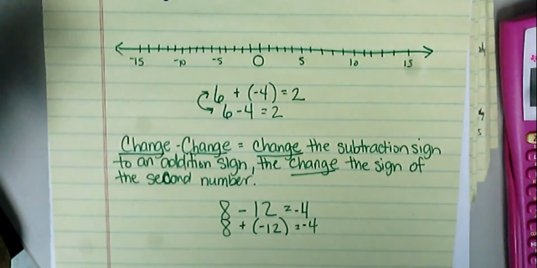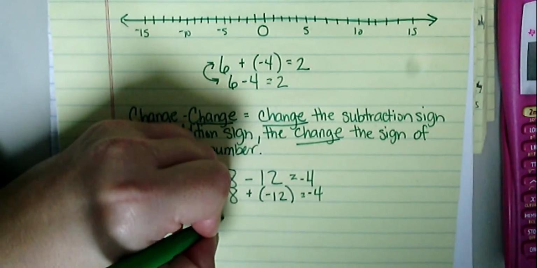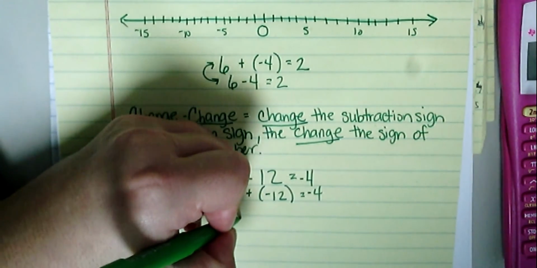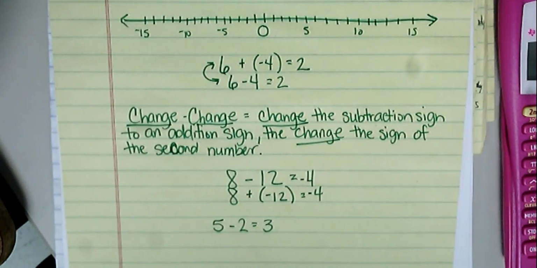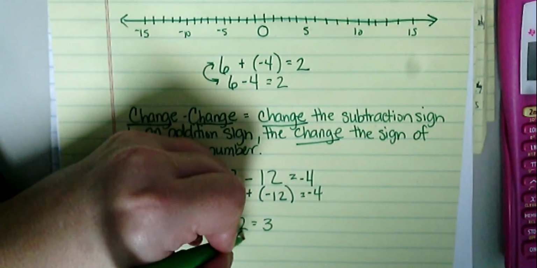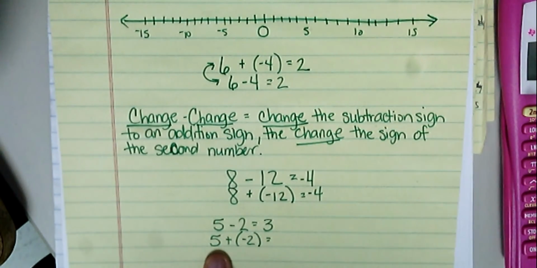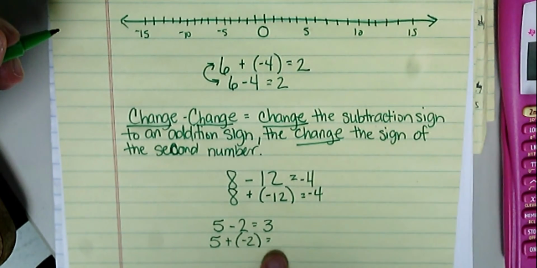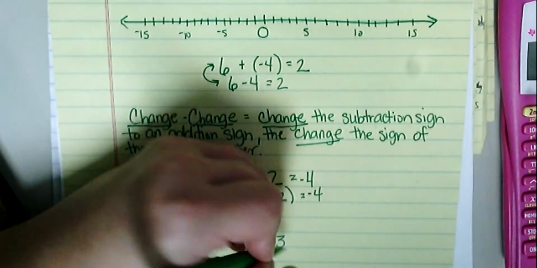Okay? So let's try a different one. Let's say 5 minus 2. Now you guys know that 5 minus 2 is 3. Everybody knows that. We've been doing that for a while. But we can still do it the same way. We can say 5 plus negative 2. And we evaluate it this way. The absolute value of 5 is 5. The absolute value of negative 2 is 2. And the absolute value of positive 5 is greater than the absolute value of negative 2. So my number is going to be a positive number. And I didn't have to solve it, but I do know that it is 3.